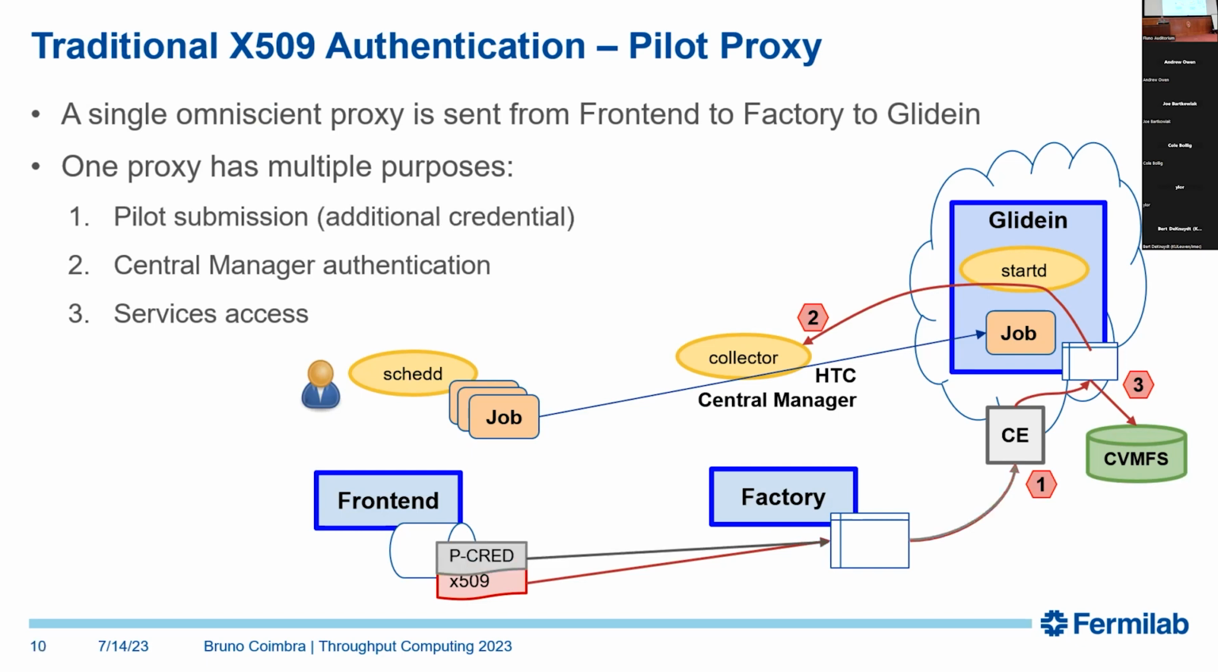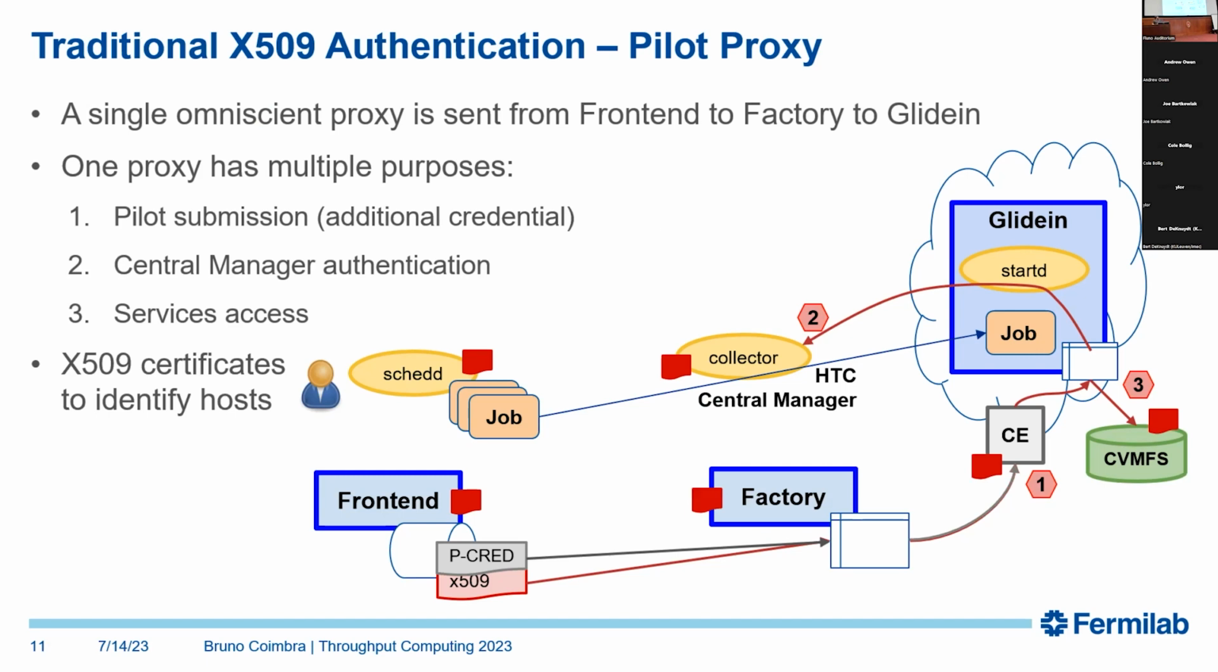Additionally, we also use a different credential, which might be something like an SSH key, to authenticate with the CE. So sometimes we will not use the proxy itself to authenticate with the CE, but we are still sending the proxy along because it will be needed for all the other purposes here. Finally, we use X509 certificates to authenticate and identify our hosts for communication among them.